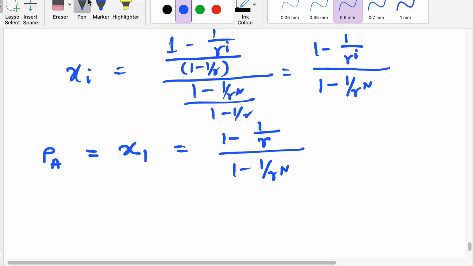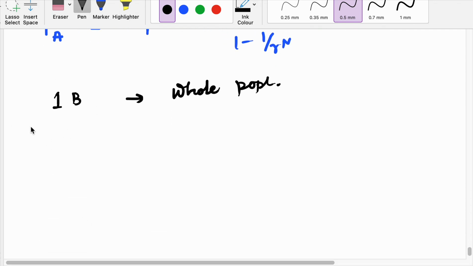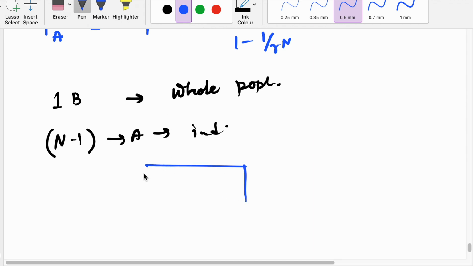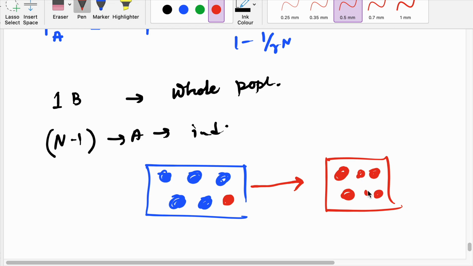This is slightly trickier, so let me talk about it a little. What is the probability that one b type individual will take over the whole population? That means we need one b type individual and n minus 1 a type individuals. Now if the population is in this state, with only one b type individual, the population either can go to this side, where all individuals become red, because there are only two absorbing states, or it could go to the other limit, where the whole population will become blue.